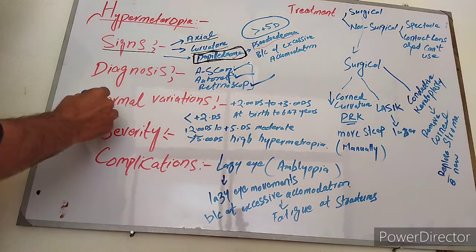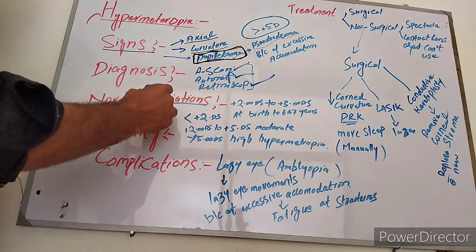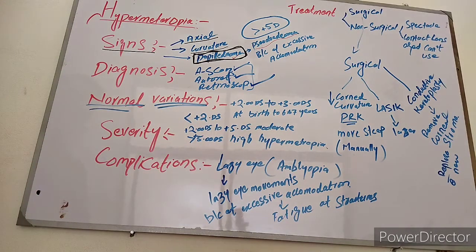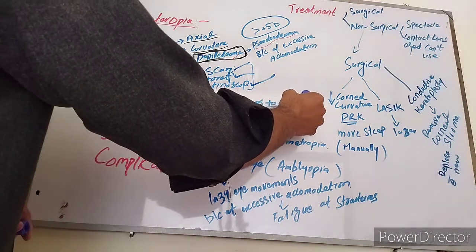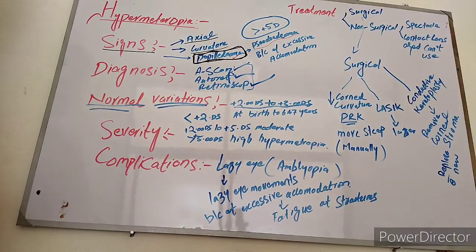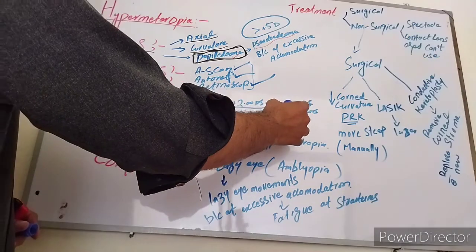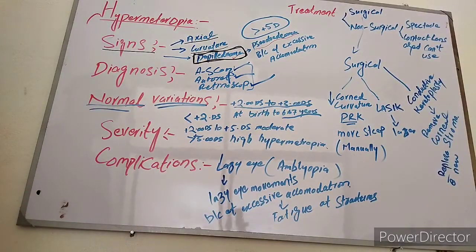Third thing is normal variation. This is an important point from an objective point of view. At birth, all children have 2 to 3 diopter sphere of hypermetropia. This remains till the age of 6 to 7 years, but it recovers with the passage of time. With this hypermetropia, the child can see clearly because they use accommodation. There is no problem with this hypermetropia.